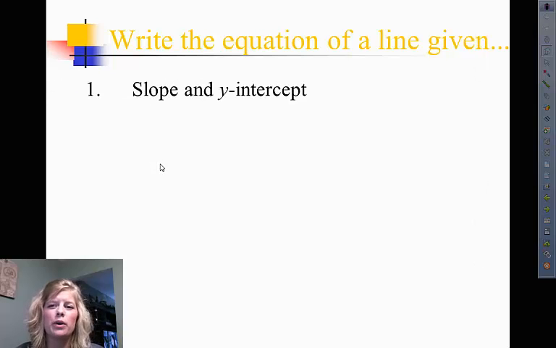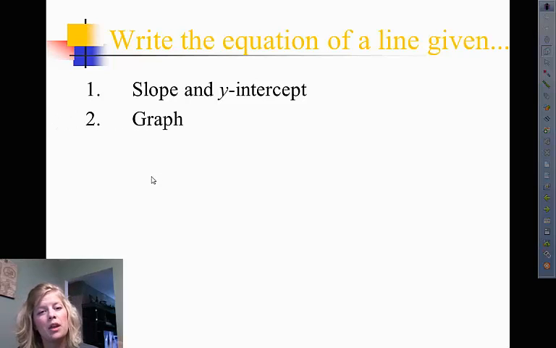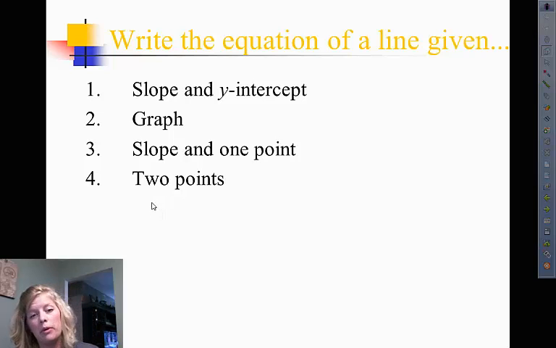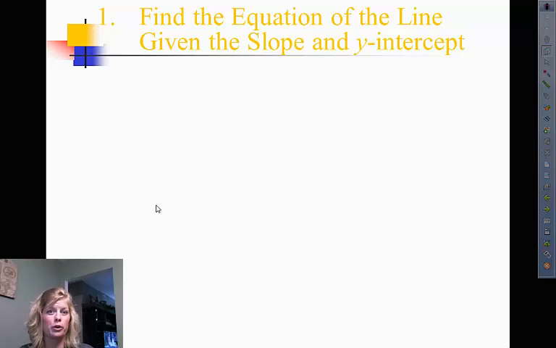Alrighty, so writing the equation of a given line 4 ways. Slope and y-intercept, that's what we're given. Put it into y equals mx plus b. If we were given a graph, write an equation. If we were given a slope and 1 point, give an equation. Or if we were given 2 points, how do we write the equation? So we're going to go over those 4 scenarios.